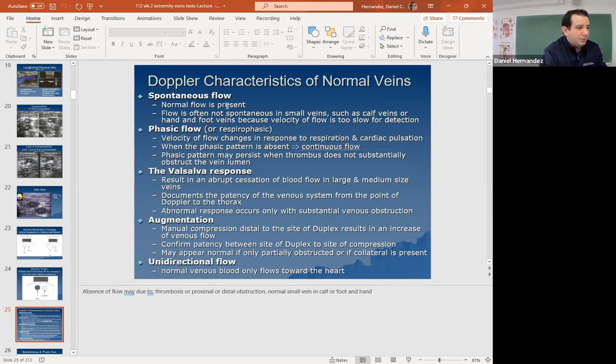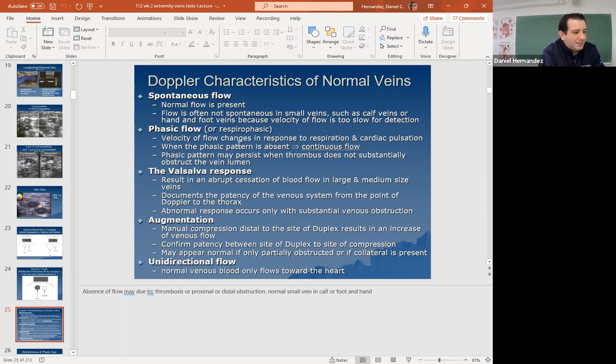Spontaneous flow is normal when present. Flow is often not spontaneous in small veins, such as the calf, hand, or foot. So as we work our way further away from the lungs themselves, we lose that spontaneity. That's why we really rely more on that calf muscle pump and our skeletal muscle contractions for venous circulation within those smaller vessels.